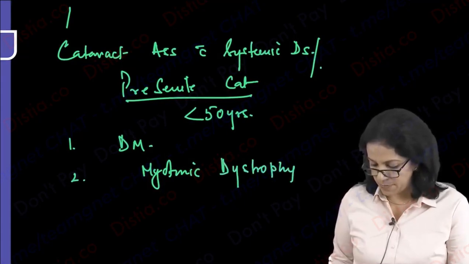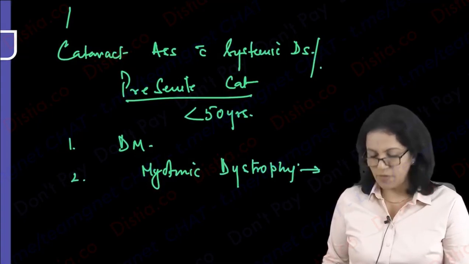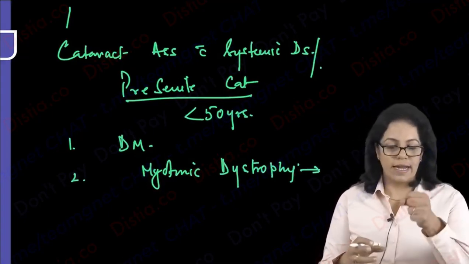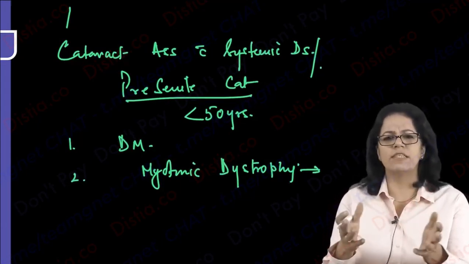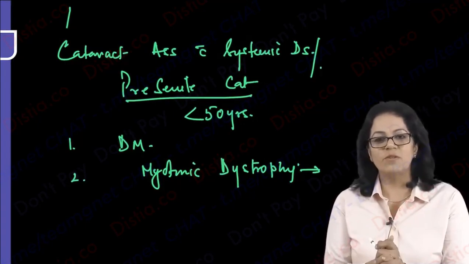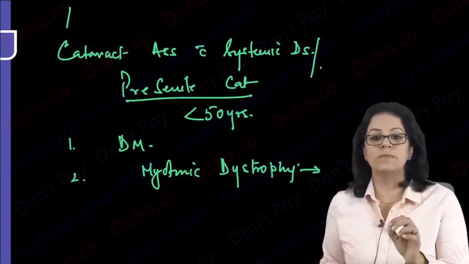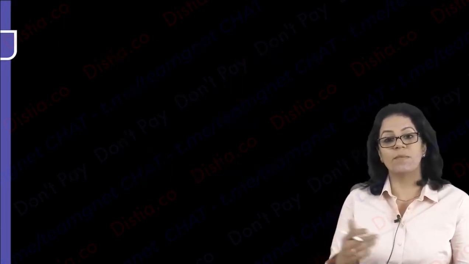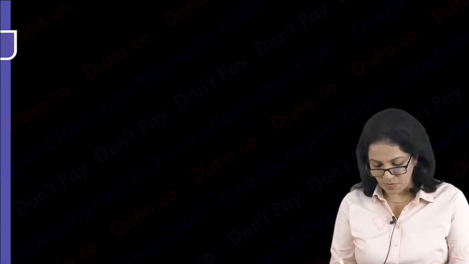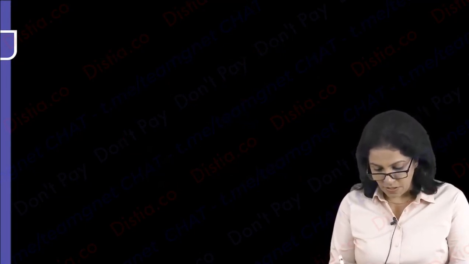We all know it's a myopathy. So if you have learned in your medicine, a tight grip, inability to relax, and also just revise your medicine part. Myotonic dystrophy is one of the most common muscular dystrophies. Okay. So what are the ocular features? There are many ocular features of myotonic dystrophy. So let's learn the ocular features.